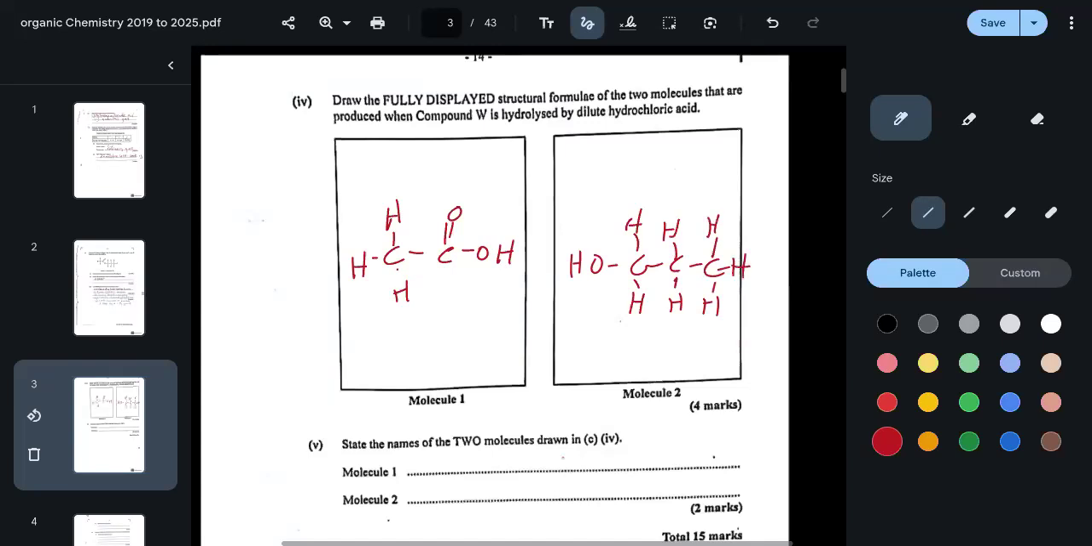And then it says, take the names of the 2 molecules. All right, what is the name of molecule 1? Anybody? What is the name of this compound here? Sir, is it ethanol or ethanoic acid? Right, ethanoic acid. Good job. Ethanoic acid. And what is the name of this one over here? Propanol. Right.